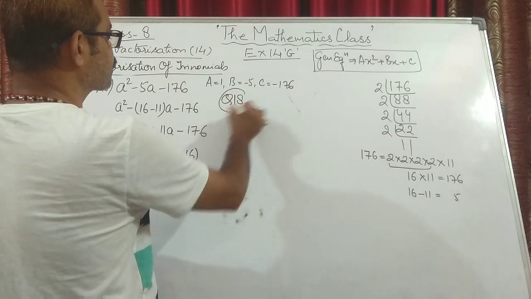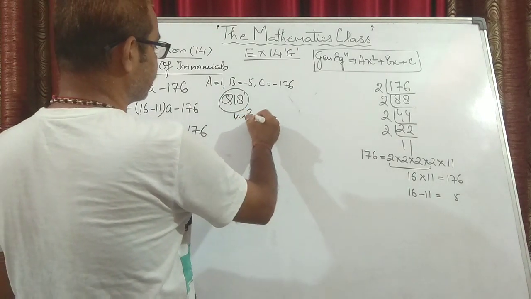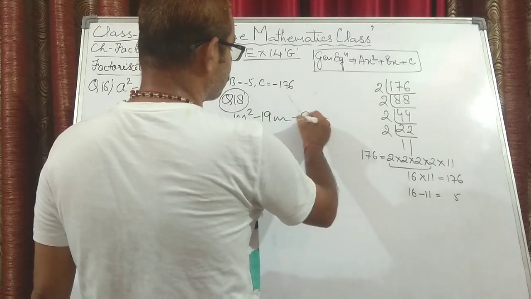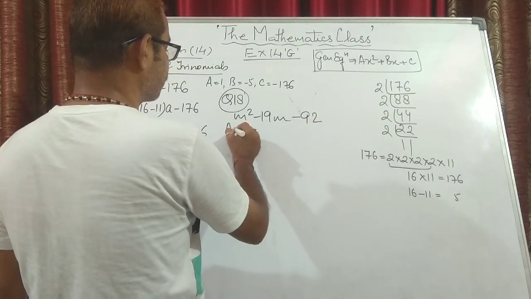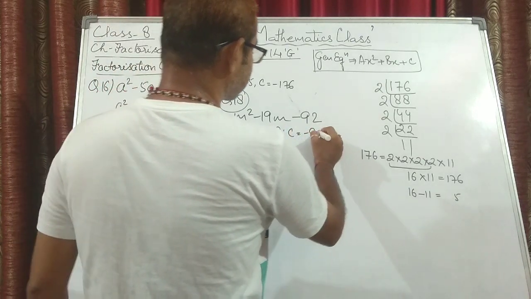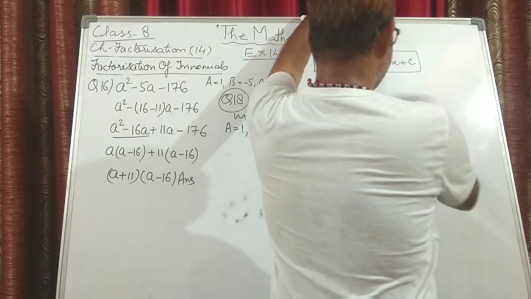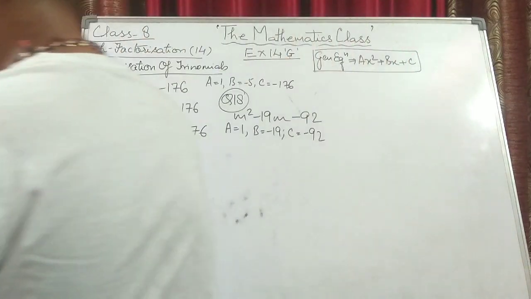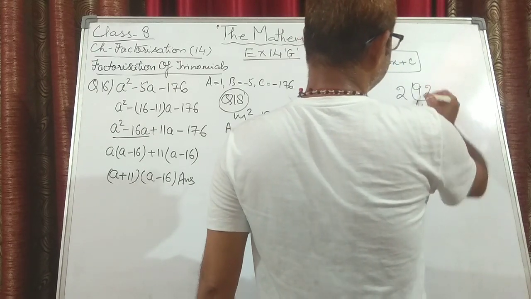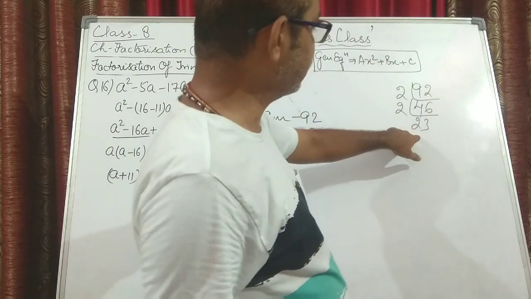Now we move on to question number 18. M square minus 19m minus 92. Here also you can make out that a is equal to 1, b is equal to minus 19, c is equal to minus 92. We have to factorize 92 and check how to arrange the factors to get 19. So 92, 2 4s are 8, 2 6s are 12, 2 2s are 4, 2 3s are 6. 23 minus 4 is 19.